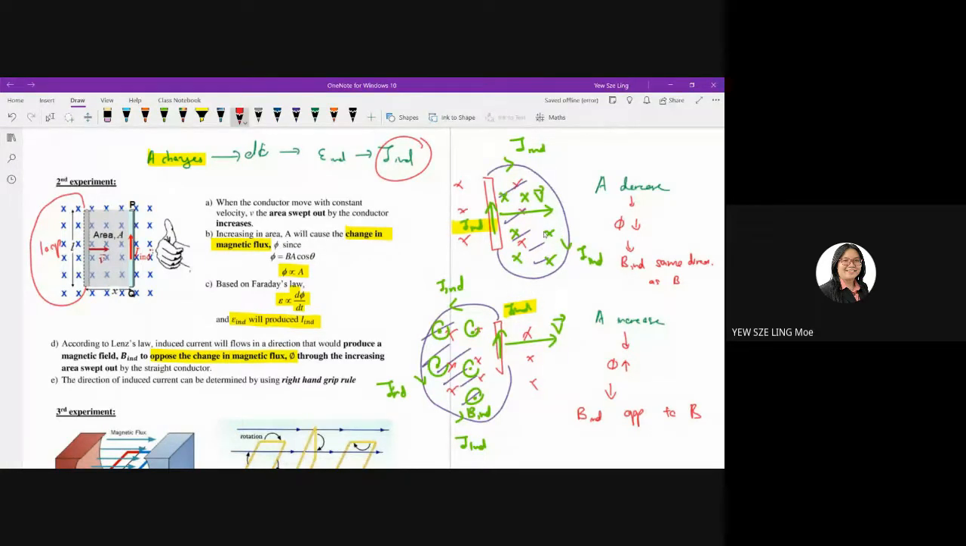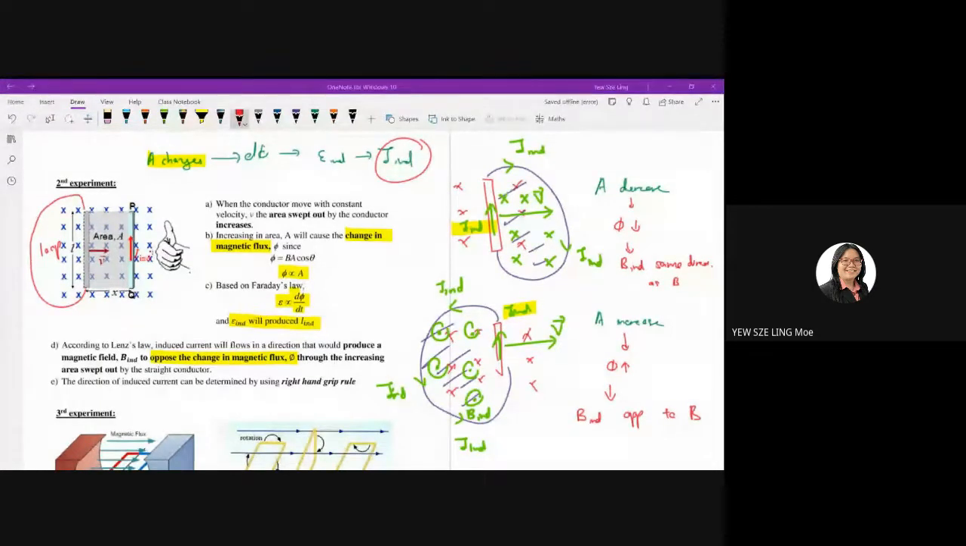This one truly helps you to understand what is meant by I induced and B induced, and how to determine the directions of I induced by using the right-hand grip rule. So bagi Anda 2 minit untuk catat 2 diagram di sebelah kanan ini. And then we'll go through the last experiment and then I'll let you guys off.